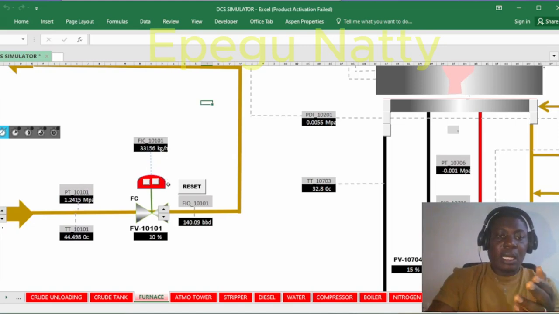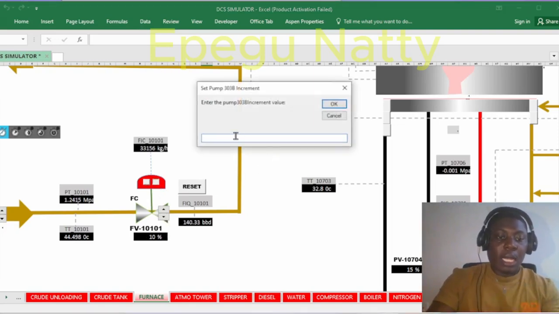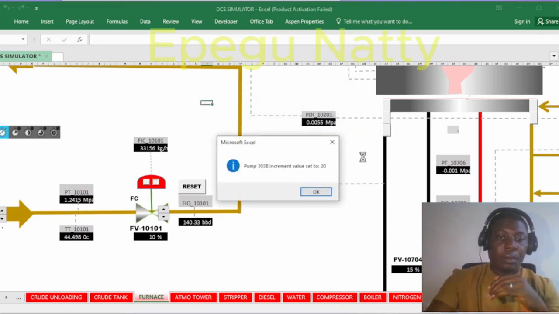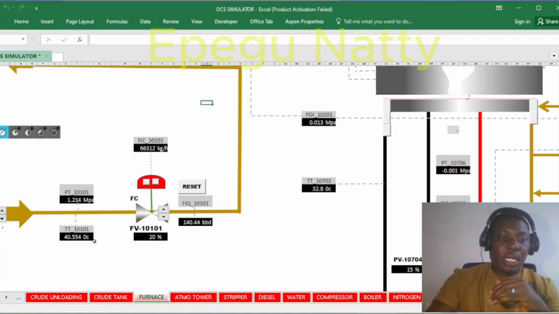All right, now let's increase the percentage opening of the valve and see how the parameters will change. So I click on this and change it to 20%. Now you see the temperature has gone down to 40 degrees Celsius.